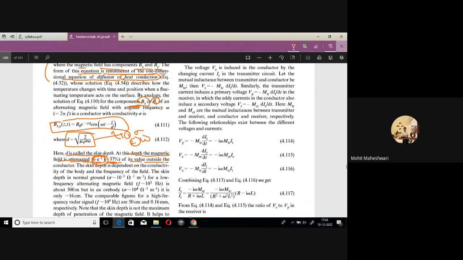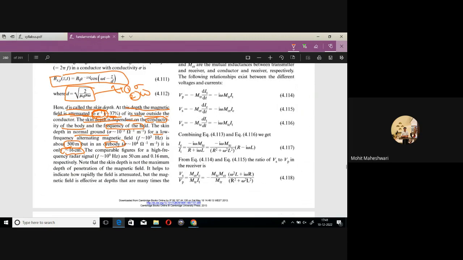Okay. So the skin depth is dependent on two factors: one is the conductivity of the body, and another is the frequency of the field. If you have normal ground, the skin depth will be about 50 meters or so. And for the ore body, the conducting body, the skin depth will be approximately 16 centimeters. Okay, so this thing must be clear to you. This formula is very, very important. There will be a 101% question on the prelims exam based on this formula. There was a question in 2021, there was a question in 2020, there was a question in 2022. So this year a question will also be asked from this formula.